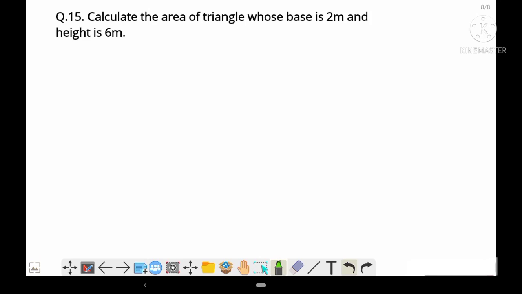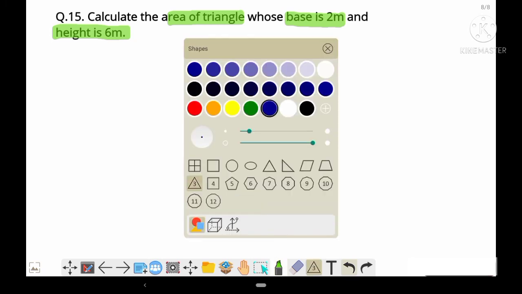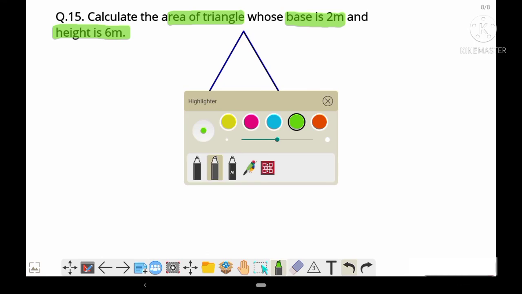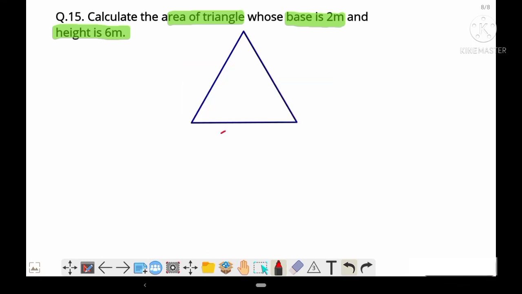Now question number 15. Okay, so in question number 15 we need to calculate the area of a triangle whose base is 2 meter and height is 6 meter. So let us draw the triangle, everyone. So this is the triangle, and according to the question the base is 2 meter and the height, means this part, height is 6 meter.